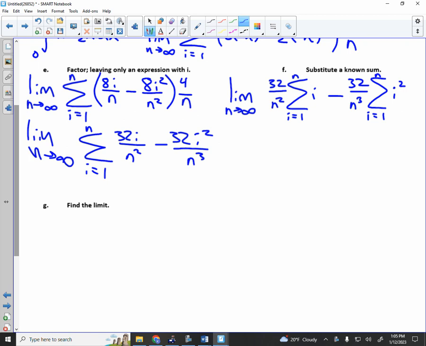See if you can figure out what you plug in for these two. Find them. We're almost there. We just have to plug something in and do the algebra, and we're done.